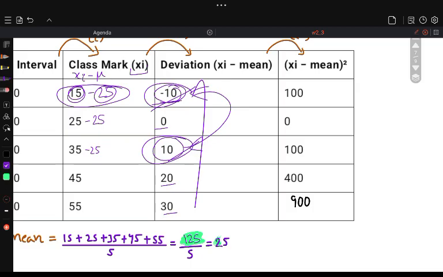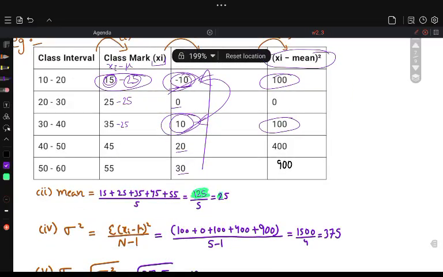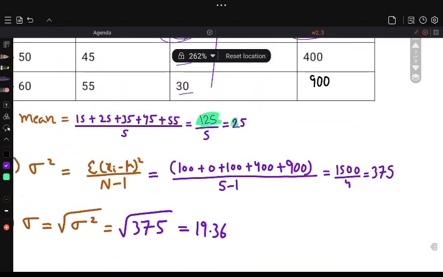That's why we take the squares. It is the importance of the square. If we take the square of them, both are positive. Now we can simply add them. So minus 10 squared is 100, 0 squared is 0, 10 squared is 100, 20 squared is 400, and 30 squared is 900. Then we add them: 100, 0, 100, 400, and 900.